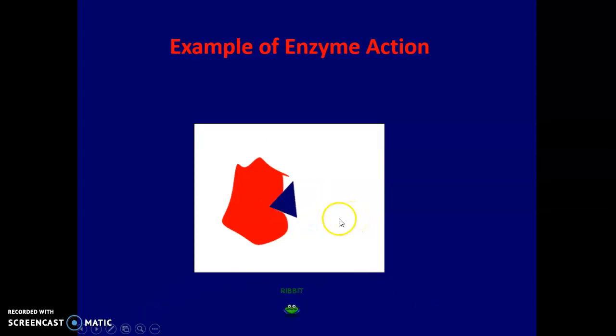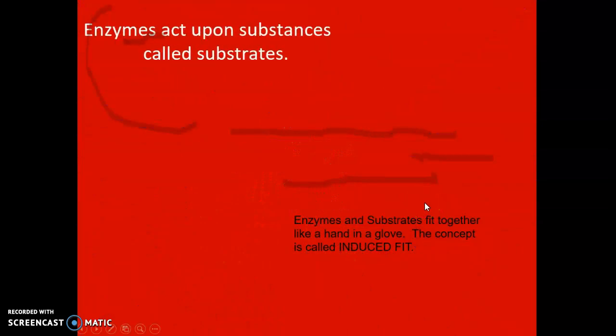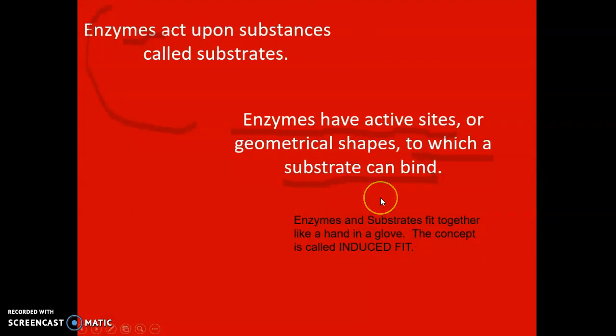Now, if for some reason this needed to work the other way, it could actually take those two items, put them together, and put it out as a solid object. So the enzyme can work both ways, but it can only work on this one substrate. Okay, let's write this down. Enzymes act upon substances called substrates, and they have active sites to which a substrate can bind. It's almost like a hand in a glove. They fit right in just right and twist out.